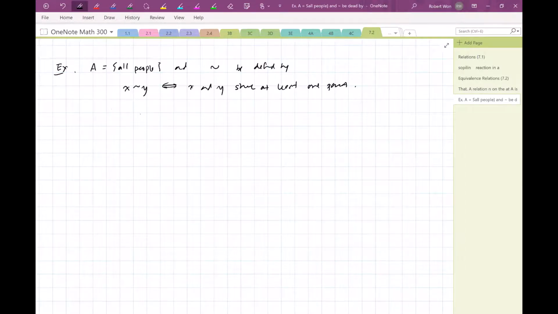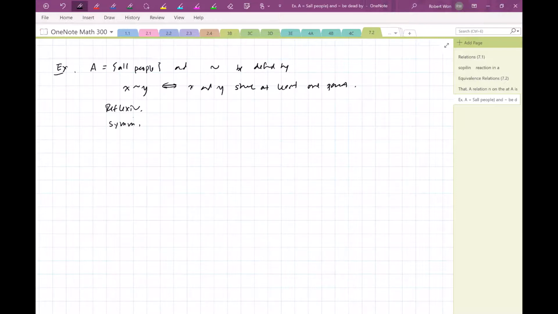Sorry, I keep on doing this. I think this is just my own personal idiosyncrasy. I sometimes get these confused. It is reflexive, right? Because you share a parent with yourself. It's also symmetric because if x and y share at least one parent, then y and x share at least one parent, right?